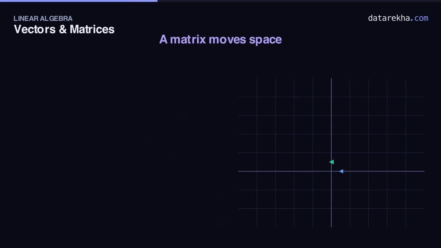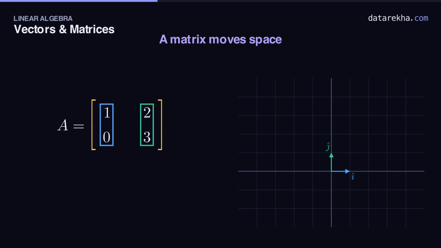Here's the deeper way to read a matrix. Not as a static grid, but as a recipe for moving the whole plane. The trick is to watch just 2 arrows, i-hat pointing right and j-hat pointing up. The secret is hiding in plain sight. The columns of the matrix tell you exactly where these 2 arrows land. The first column is the new home of i-hat. The second column, the new home of j-hat.